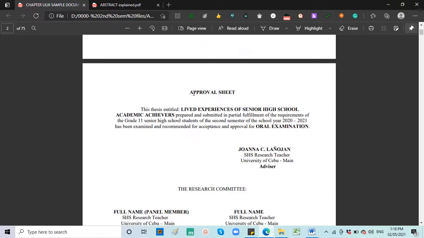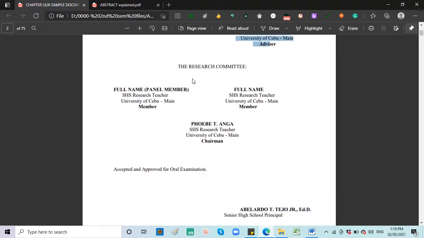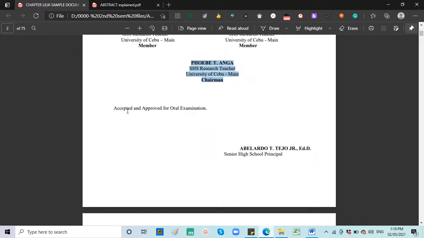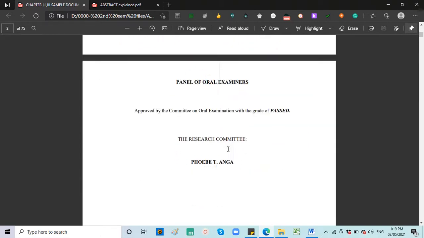So page 2 is the approval sheet. Okay, just copy that one. Make sure your title is correct there. And for oral examination, my name as your advisor, and then research committee. Don't forget to write the chairman here. Okay, and accepted and approved for oral examination, the name of our beloved school principal.